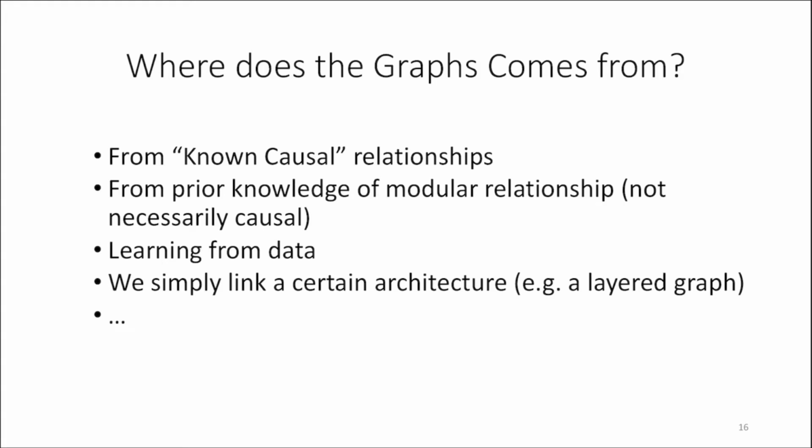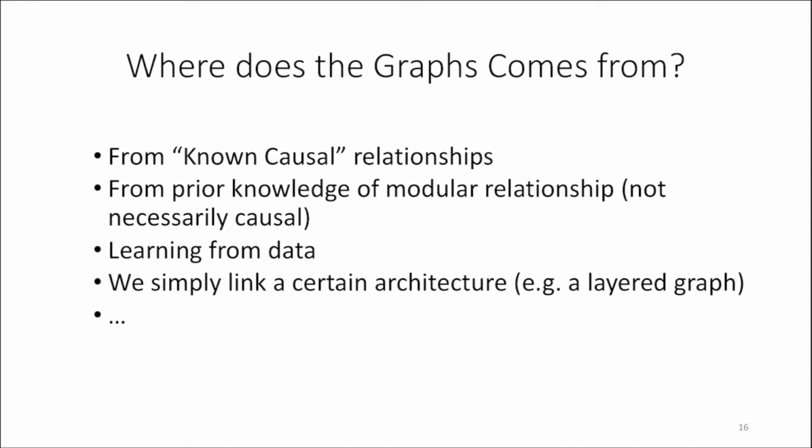One may ask where this graph can come from. One way to create this graph is from known causal relationships between random variables. Another way is to represent modular relationships between variables that are known from prior knowledge. It's also possible to learn this relationship from the data. I would like to point out that given a DAG and a Bayesian network, the presence or absence of an arrow between two random variables does not necessarily mean causality. I'll explain that toward the end of my talk.